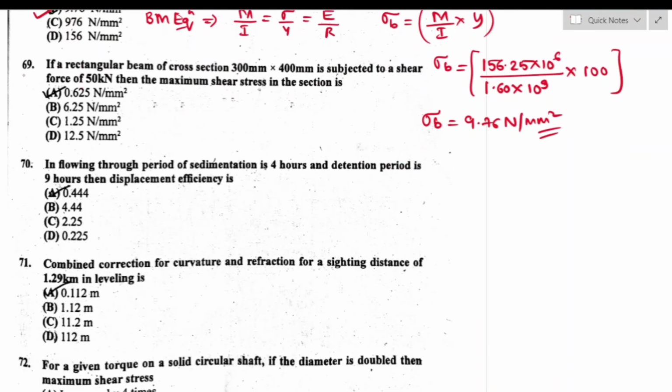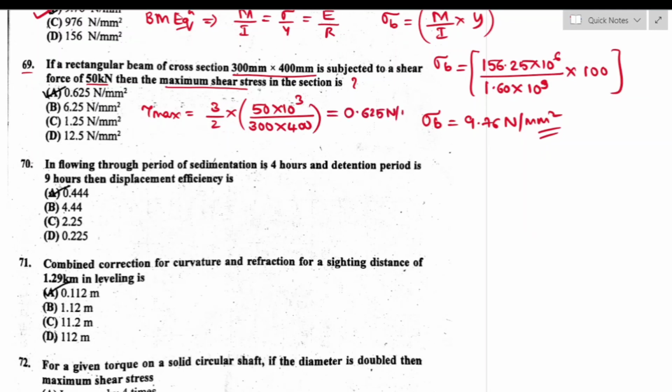Question number 69. If a rectangular beam of cross section 300 mm by 400 mm is subjected to a shear force of 50 kN, then the maximum shear stress in the section is. Maximum shear stress for a rectangular beam is 3 by 2 of average shear stress. So average shear stress is the ratio of shear force 50 into 10 to the power of 3 divided by area of the rectangular section, that is 300 by 400 mm. So the maximum shear stress will be 0.625 Newton per mm square. So the right answer is option A.